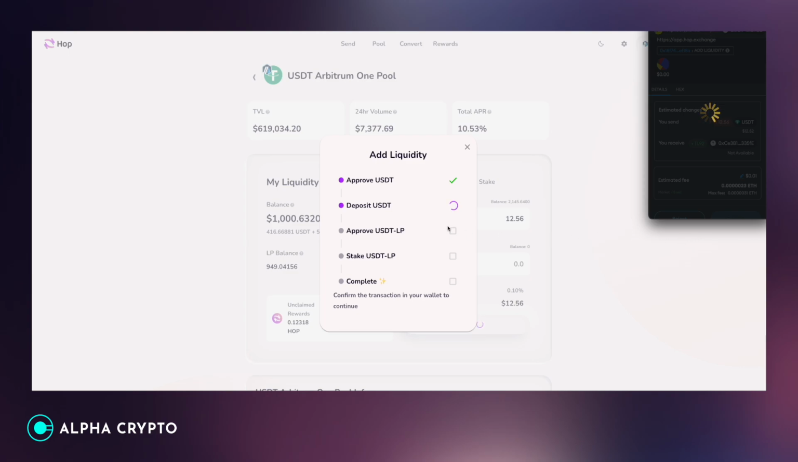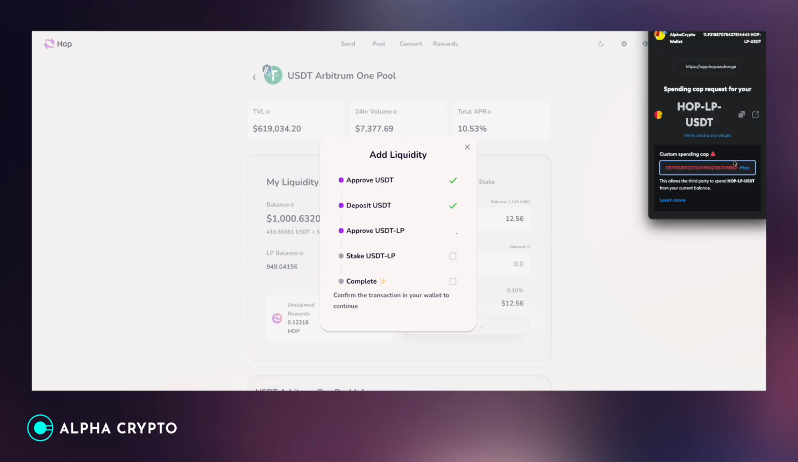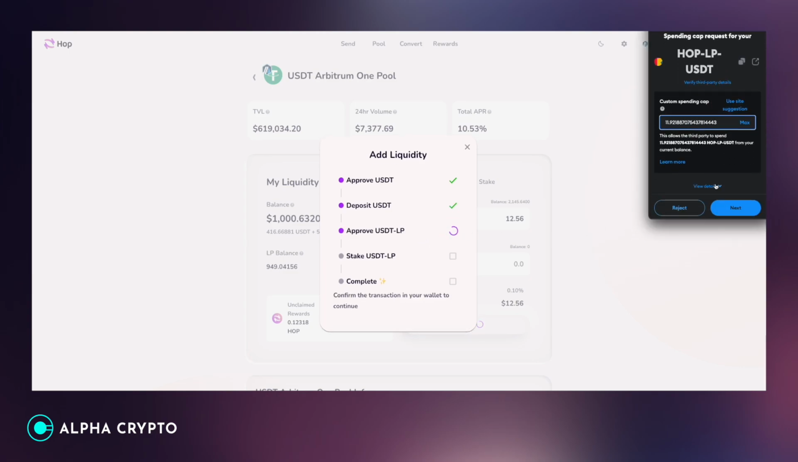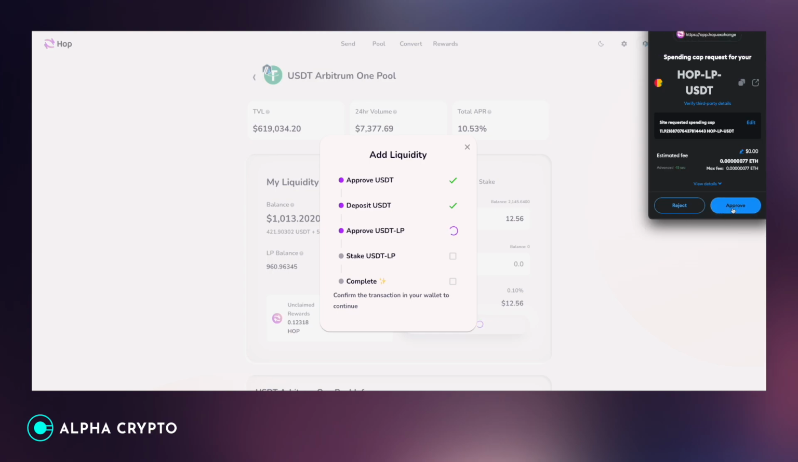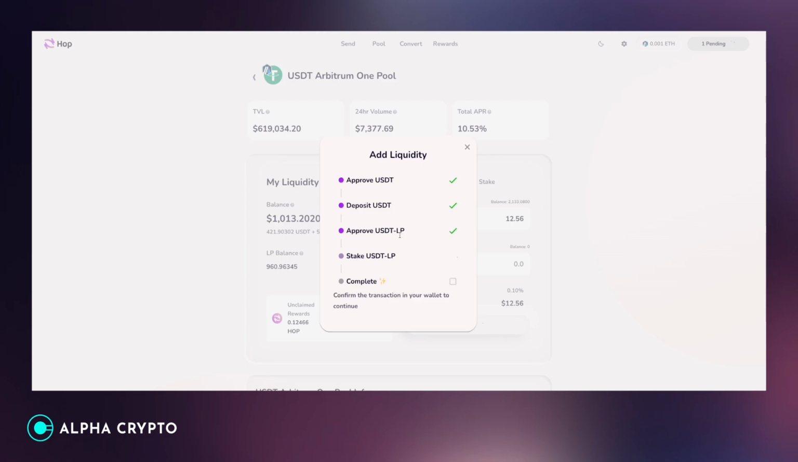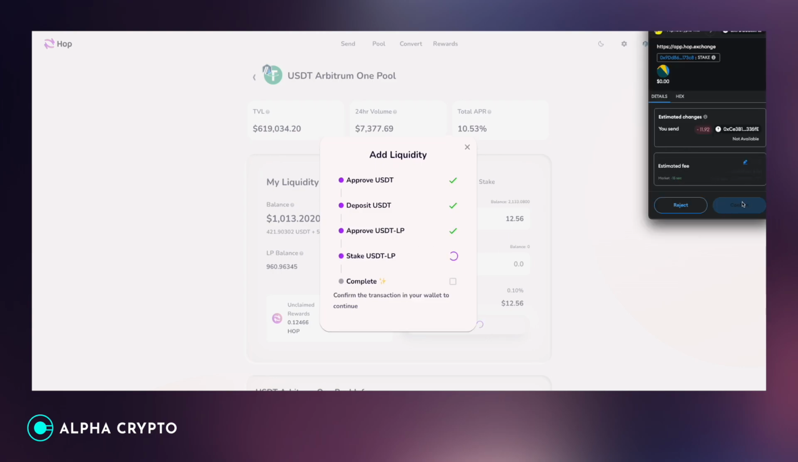And after the swap, we got around $12.56 for the amount of Hop we received in terms of rewards. And here you can see me recompounding that USDT into the liquidity pool that we're already in.